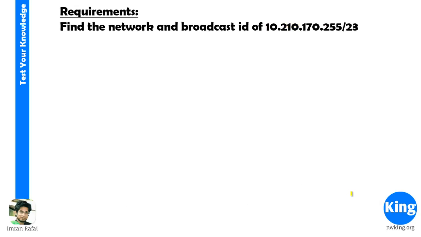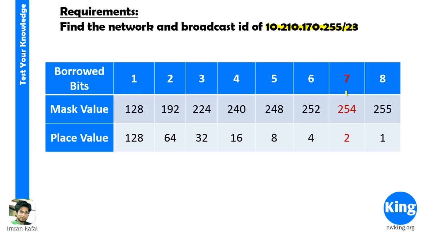Let's try another example. This example is a little tricky. The reason I put it here is just to show you what can happen. Again, 10.210.170.255/23. This is a class A IP address. Class A is slash 8. In this case, it's 23. That means they have borrowed 15 ones.